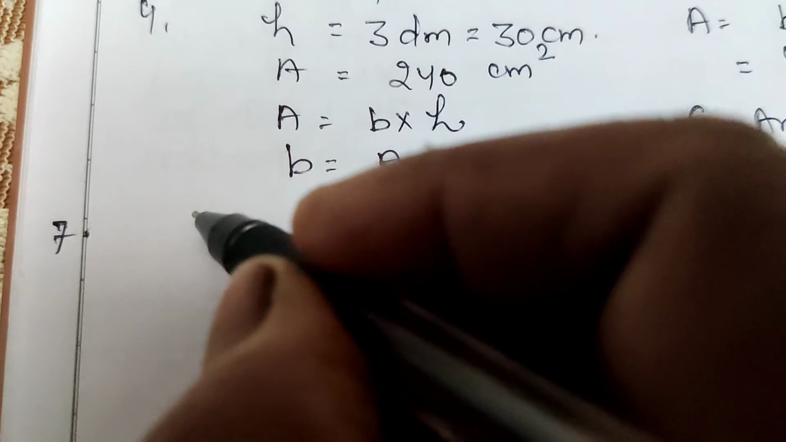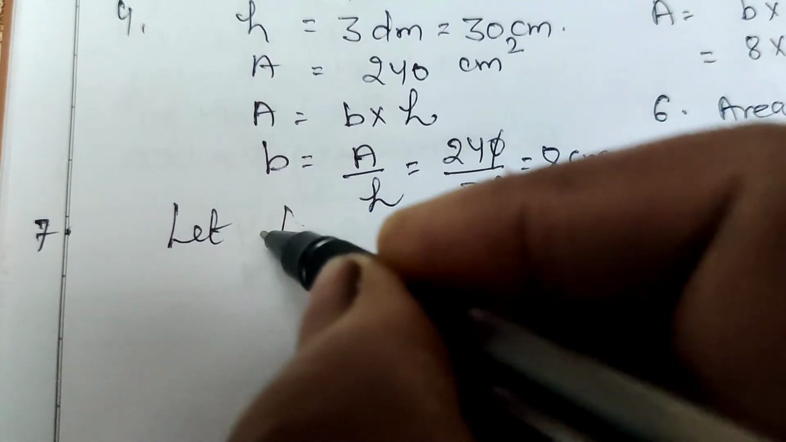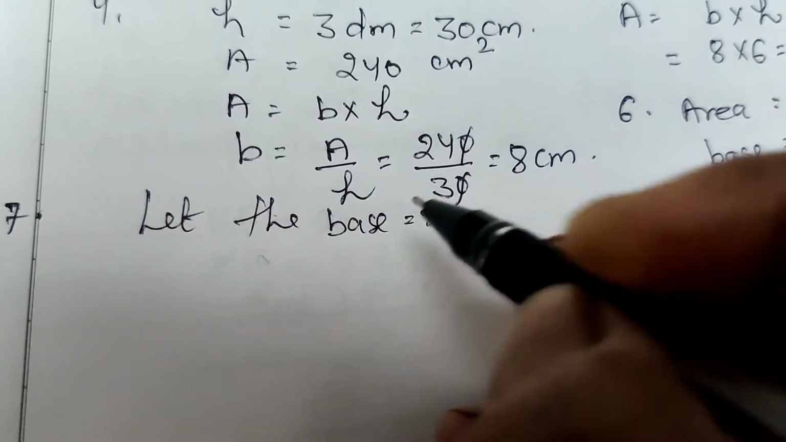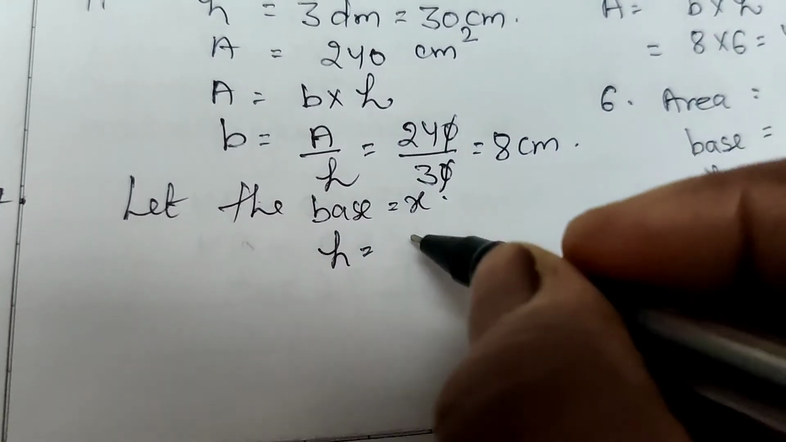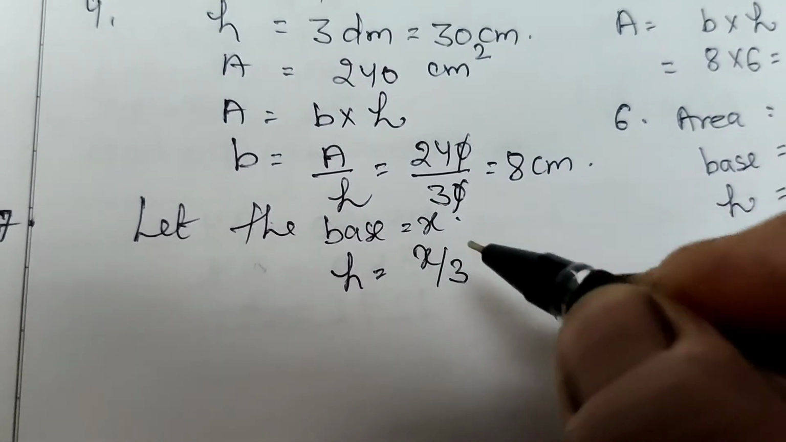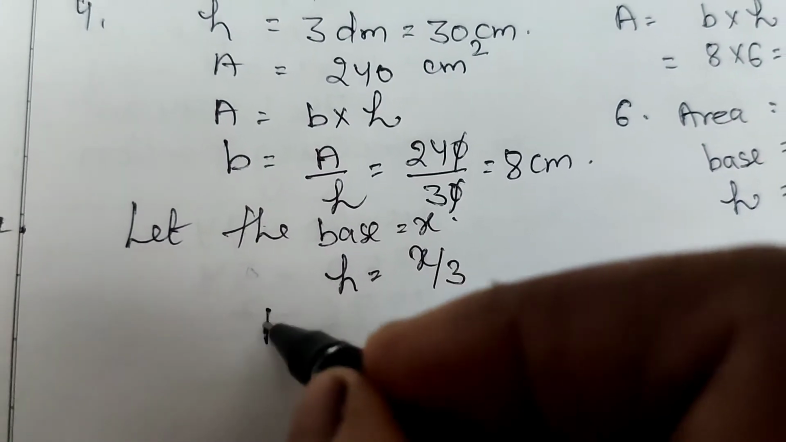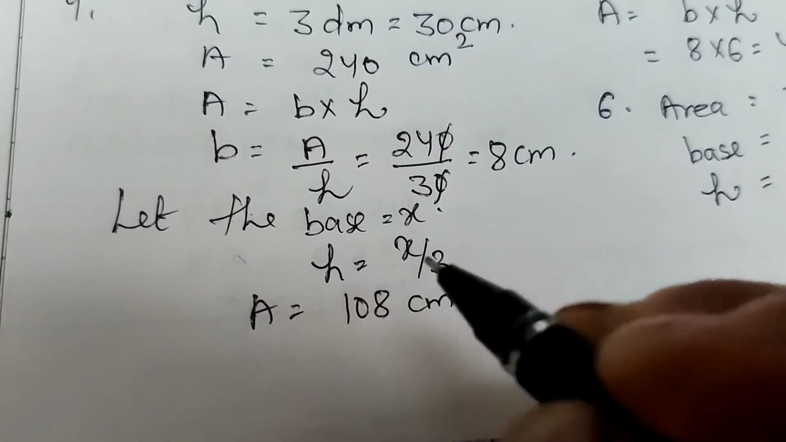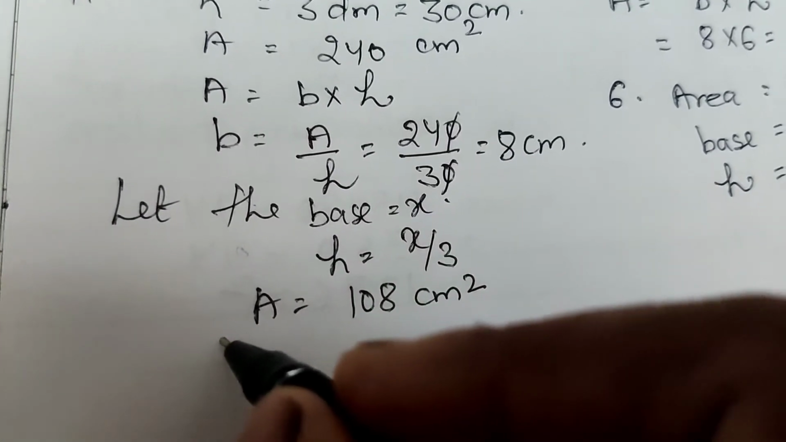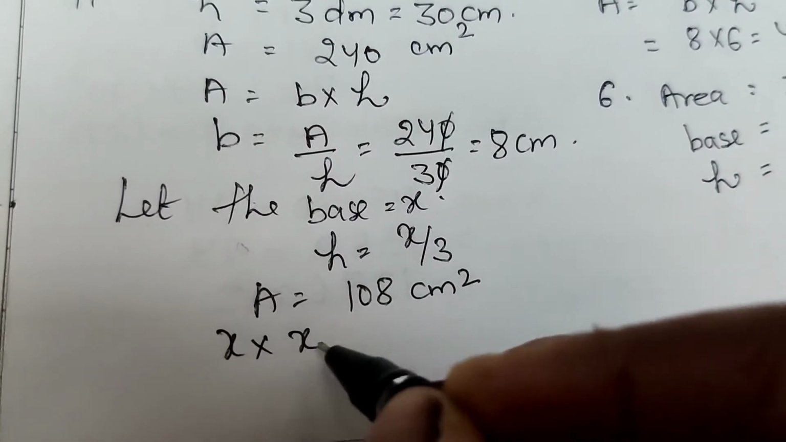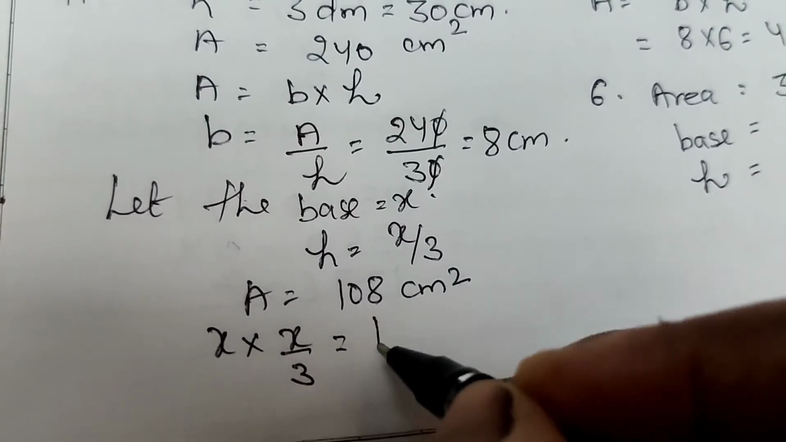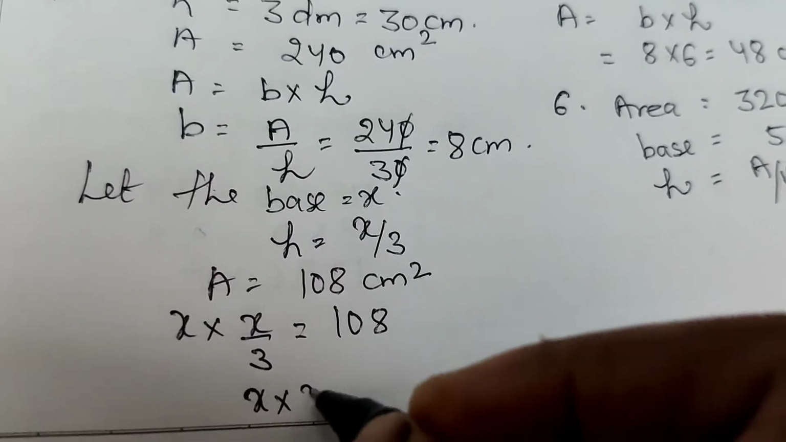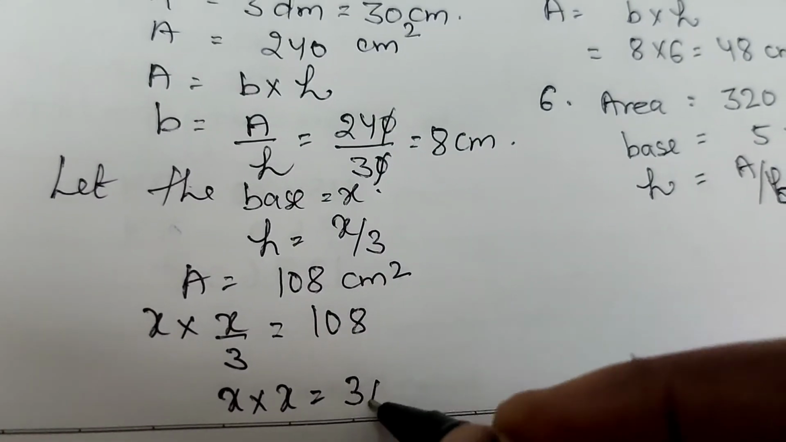Let the base be x. Then height equals 1/3 of the base, which means x by 3. The area of the parallelogram is 108 centimeter square. Then the formula is base into height. It means x into x by 3 equals 108, the area. So x into x equals 3 into 108.